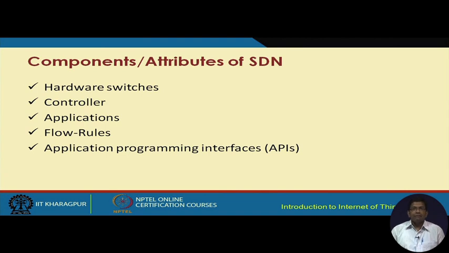So, we have different components or attributes of SDN. We have hardware switches, controller, applications, flow rules and different application programming interfaces, or APIs. These are the different components of SDN.